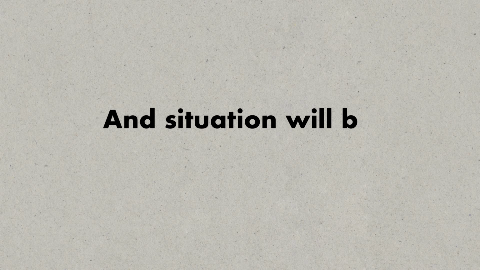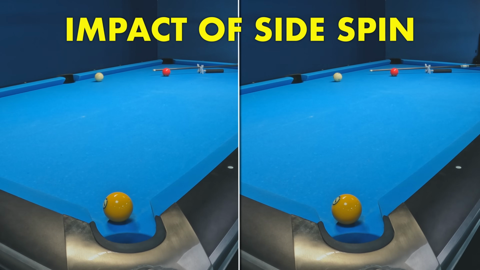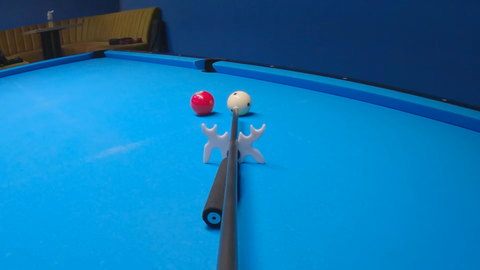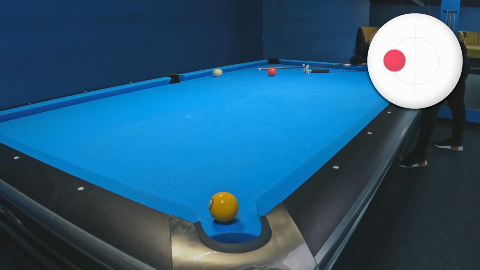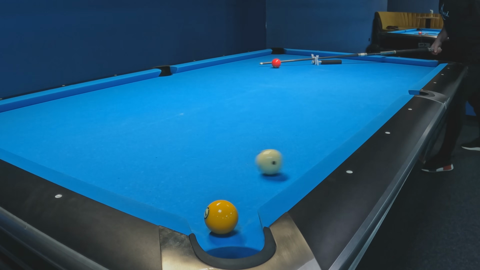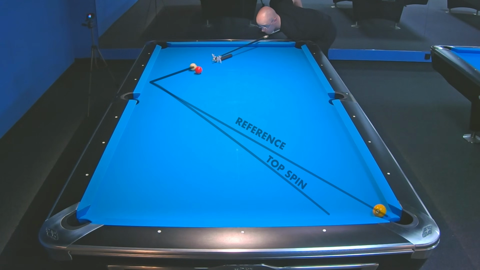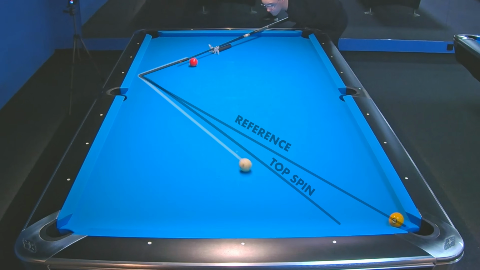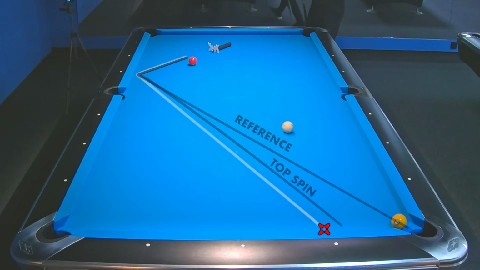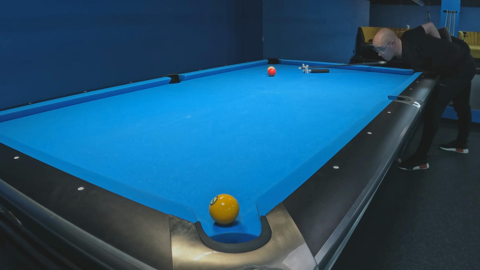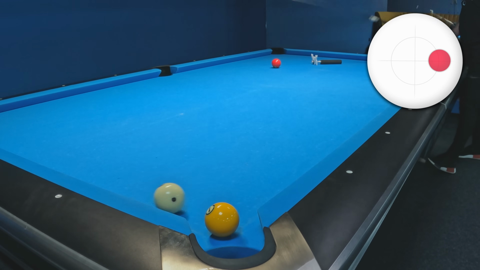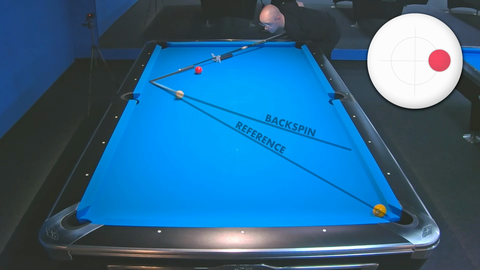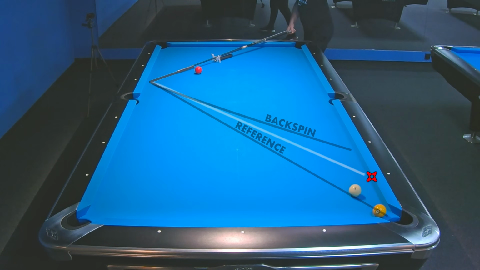And the situation will be very similar if we try to use side spin on the cue ball. If I hit the cue ball with left spin, then the angle of reflection widens again, but as you can see, this path looks a bit different because the cue ball after contacting the rail changes its path immediately. So in this case, if we hit the cue ball with right spin, then the angle of reflection shallows and the cue ball touches the long rail first.